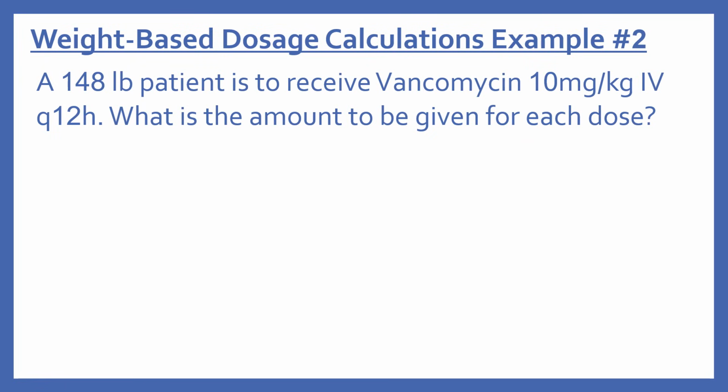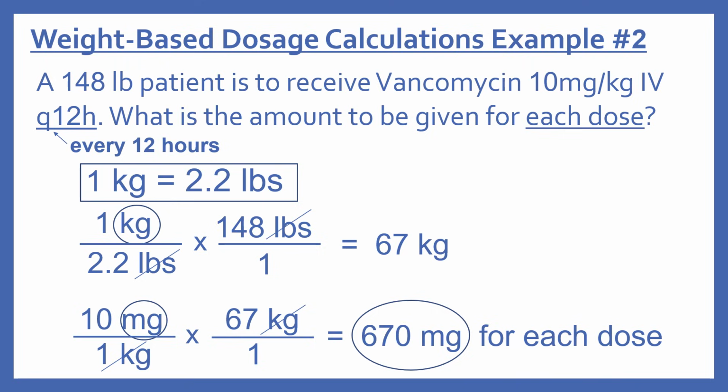Now example number 2. A 148-pound patient is to receive vancomycin 10 milligram per kilogram IV Q12H. What is the amount to be given for each dose? So our medication here is vancomycin. It's a glycopeptide antibiotic that's used to treat a variety of serious infections. It's given IV, and it's one that is dose-based according to weight and also other factors such as a patient's renal function. So we're given vancomycin 10 milligram per kilogram IV Q12H, so that's every 12 hours, and we're wanting to know what the total amount is to be given for each dose.